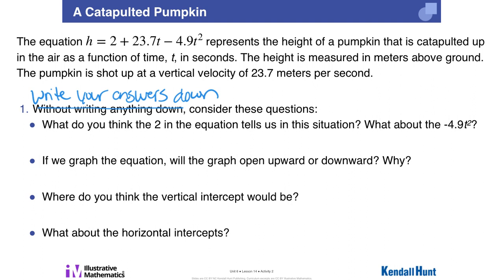Normally we've been seeing negative 16. That's when we're talking about feet per second. But this problem is dealing with different units. This problem is dealing with meters. And so 16 feet per second is 4.9 meters per second.